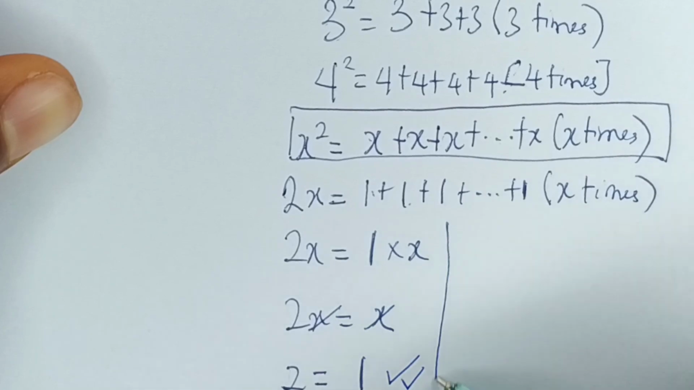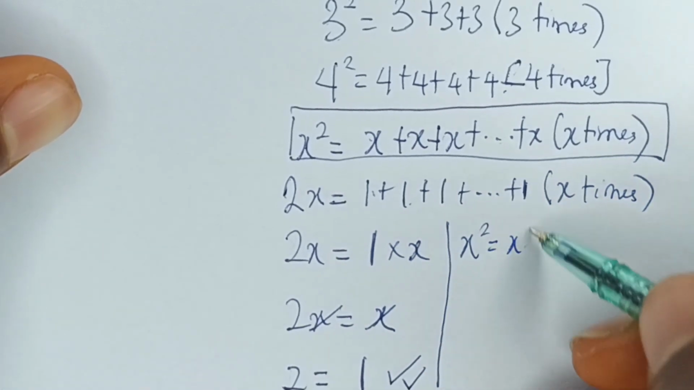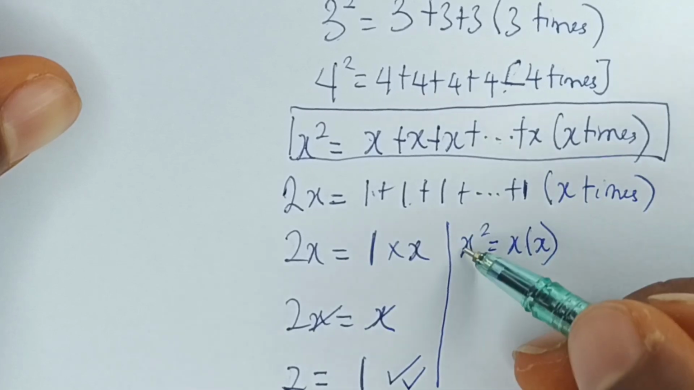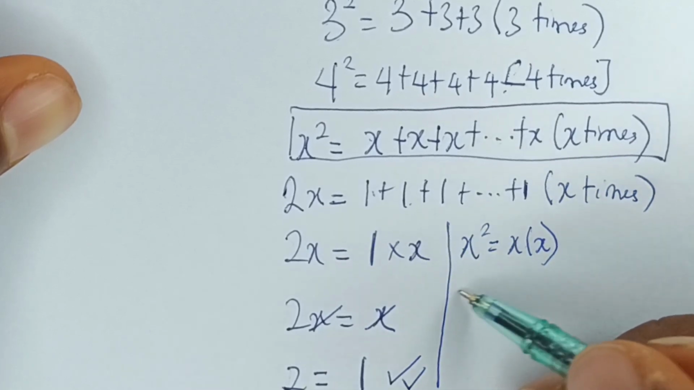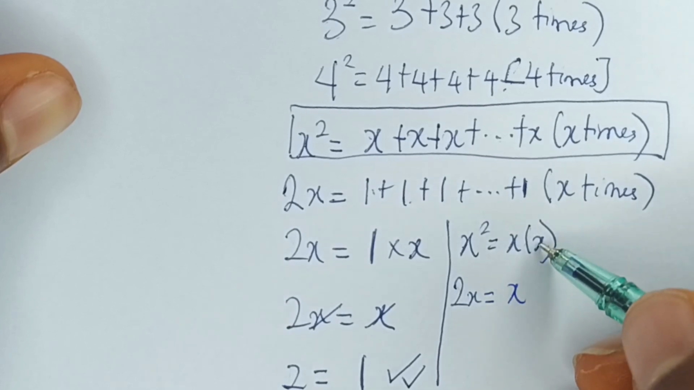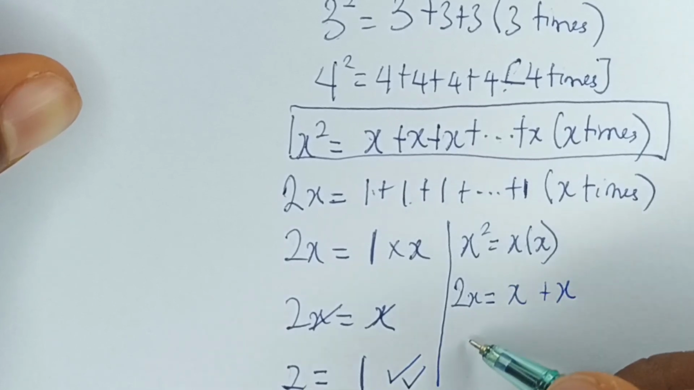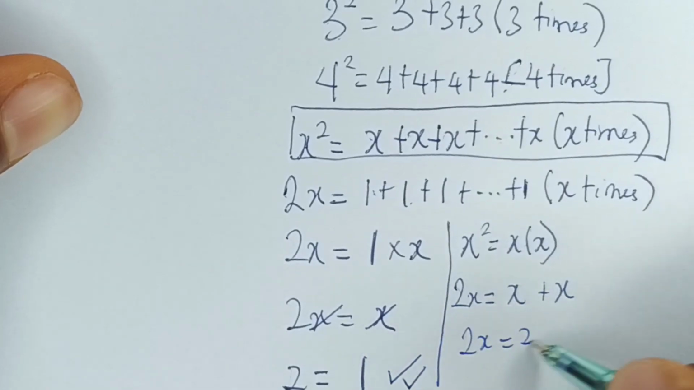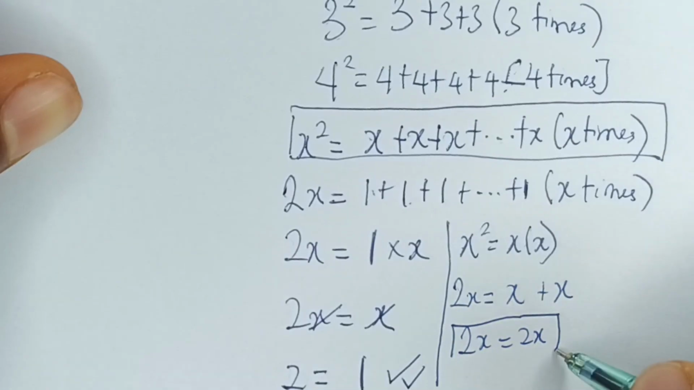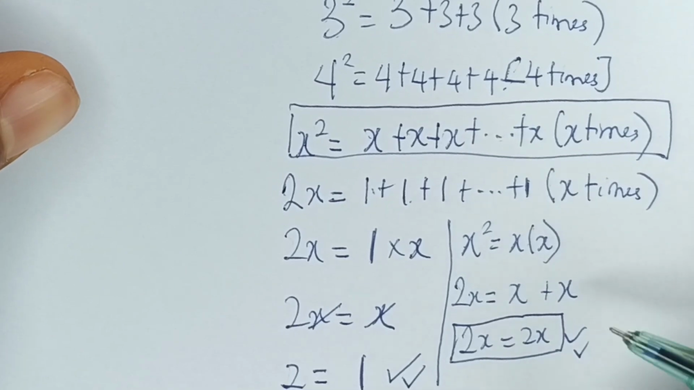So we can just see from here that x squared is equal to x times x. Differentiating this, rather, we have 2x equal to, using the product rule, x times 1 plus x times 1, which is 2x. So we have that 2x is equal to 2x, which is a very correct statement. Hence, we can now see where the problem of this theory is.